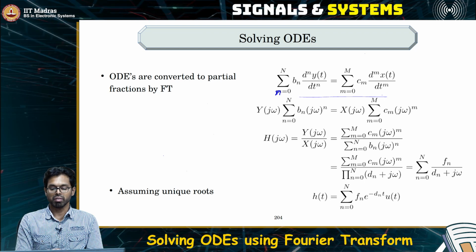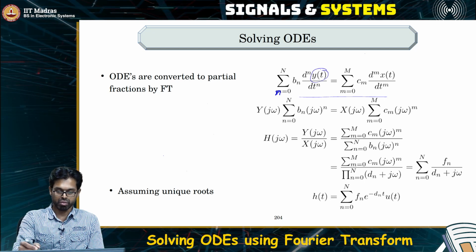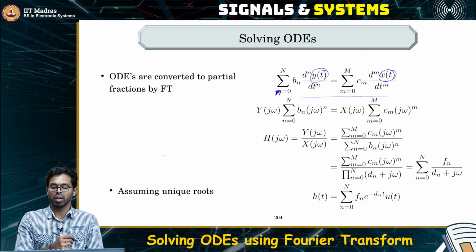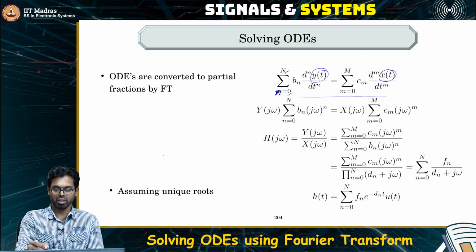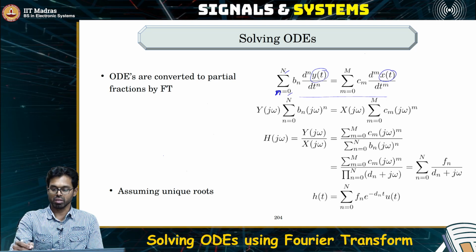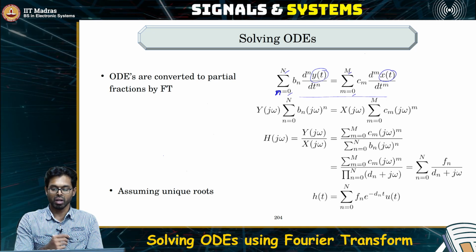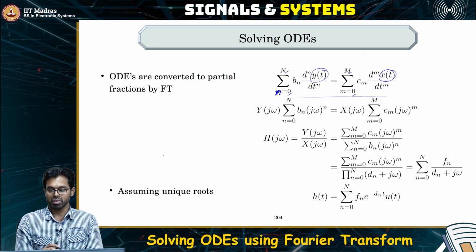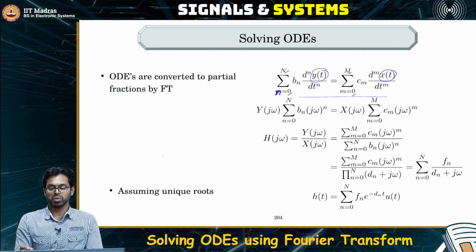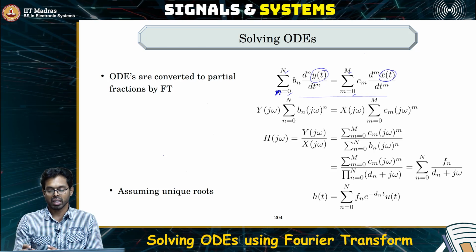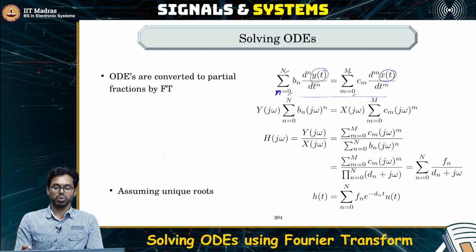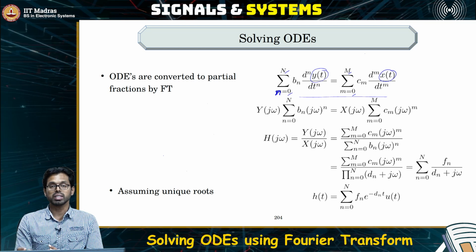So here we have a differential equation in two variables, y of t and x of t. The degrees of the derivatives of y of t go from 0 to capital N, and the degrees of derivatives of x of t go from 0 to capital M, and they are related in this fashion. So this is what we refer to as an ordinary differential equation in two variables. If you want to solve this directly, it is quite tedious, but using Fourier transform, this can be solved in a very simple manner.